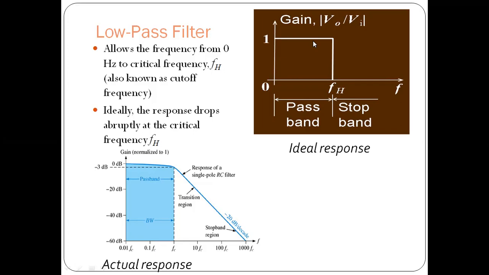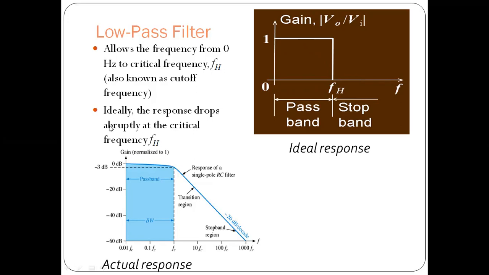In the pass band, whereas in the stop band, here you can see a straight line. That means there is no slope. So in the stop band, it does not allow a single frequency signal to pass through it. So this is the ideal response of the low pass filter. It only allows the low frequency signals, whereas at high frequencies it is going to attenuate the signals.